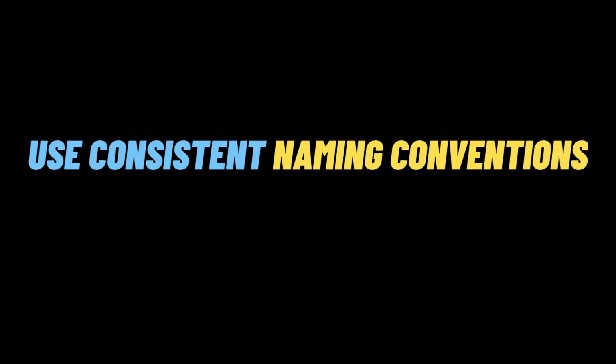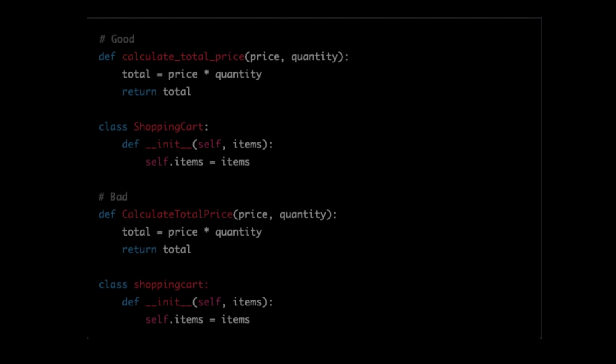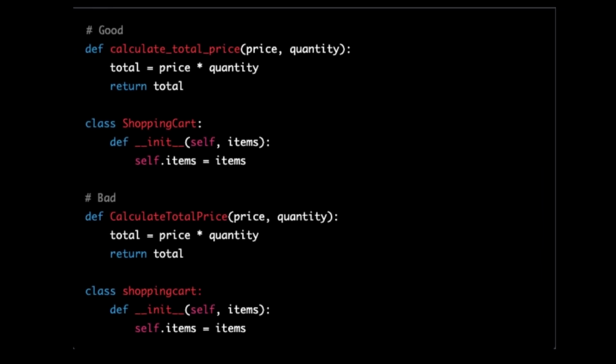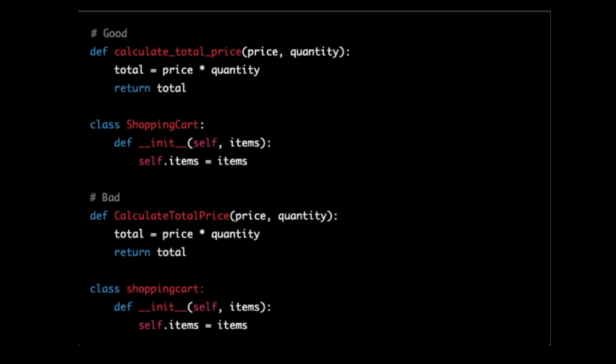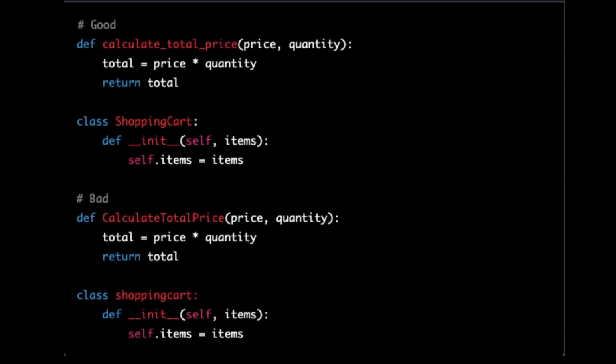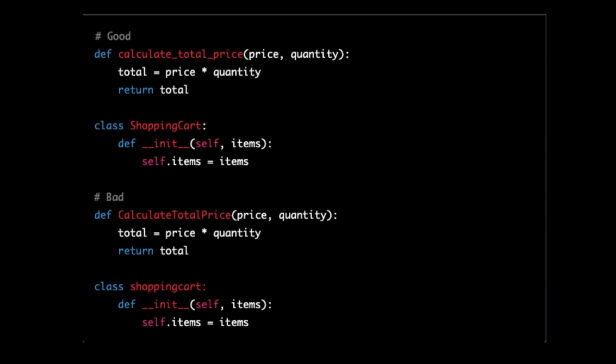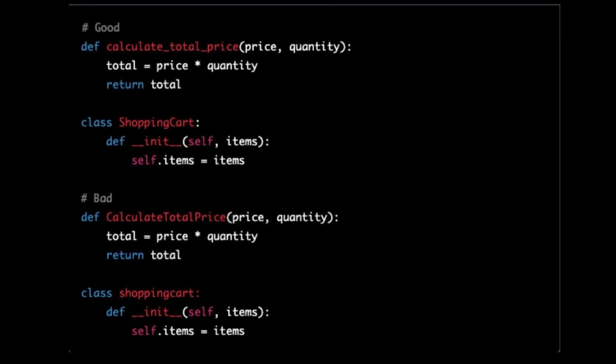The next tip is to use consistent naming conventions. It's important to use a consistent naming convention throughout your code, as this can make it easier for others to understand and read your code. Some common naming conventions for Python include using snake case for variables and functions and using camel case for class names. Here are examples for both.